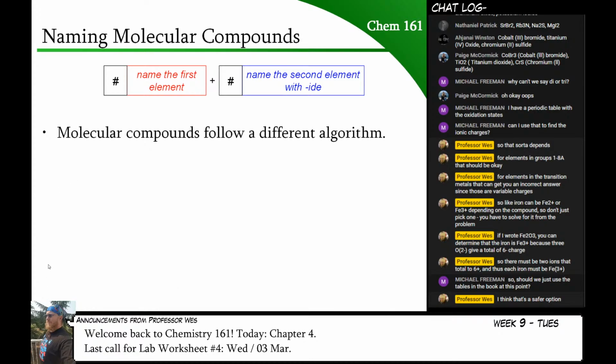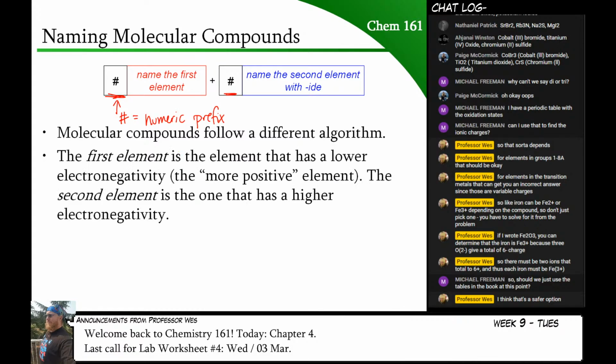All right, let's talk about covalent compounds. Covalent compounds are where we start to get the numeric prefixes. So what these boxes indicate are the numeric prefix that indicates how many of those are in here. But other than that, we just follow the same rule. Name the first element, name the second element with "ide." The first element is going to be whichever element has the lowest electronegativity. It's the element that's the most positive like. And then the second element will be the one that has the higher electronegativity, the one that's the most negative.